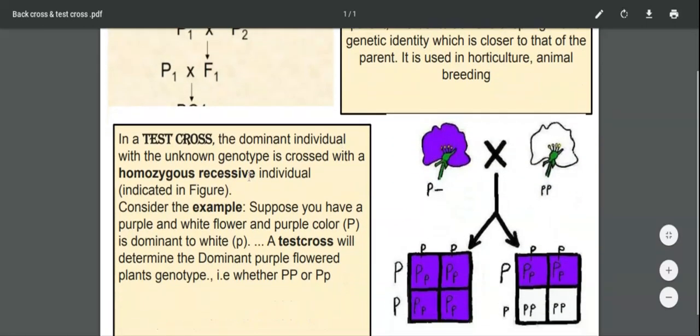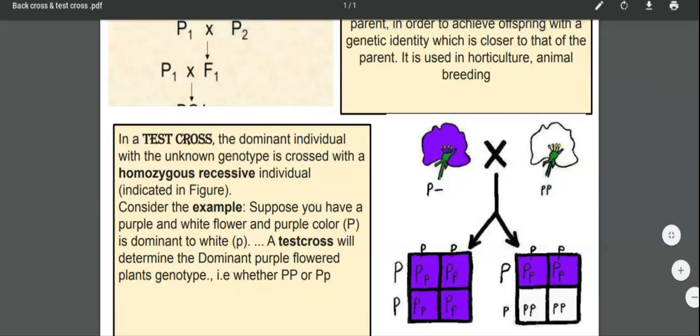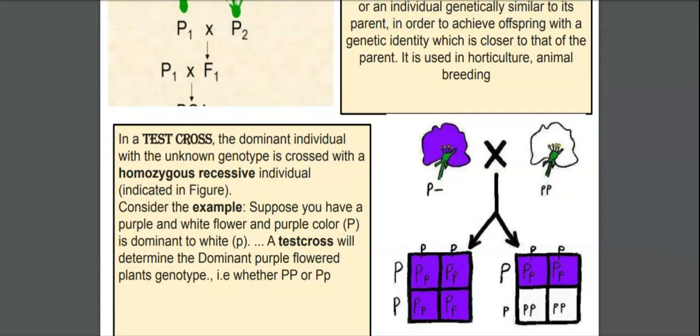In a test cross, what happens? So a test cross is done in order to ascertain the genotype of a dominant individual. What does this mean? It means that you know that an individual is dominant, but you don't know whether it is a homozygous dominant individual or a heterozygous dominant individual.